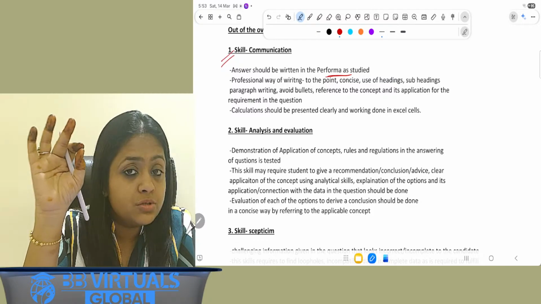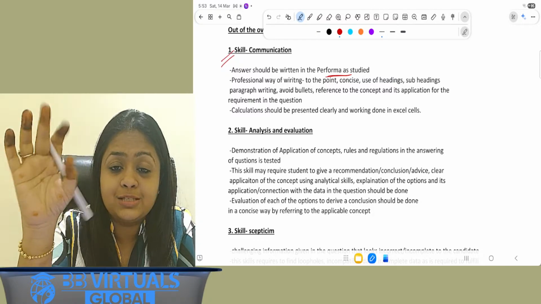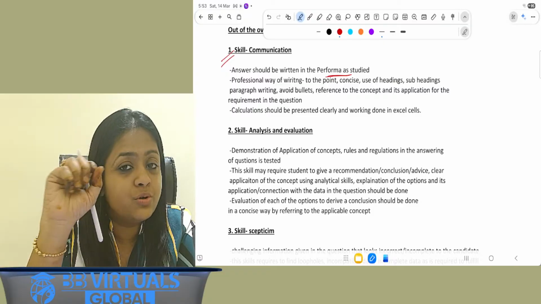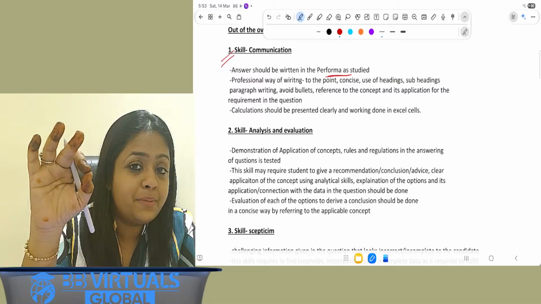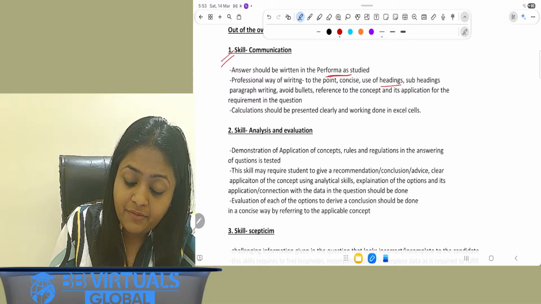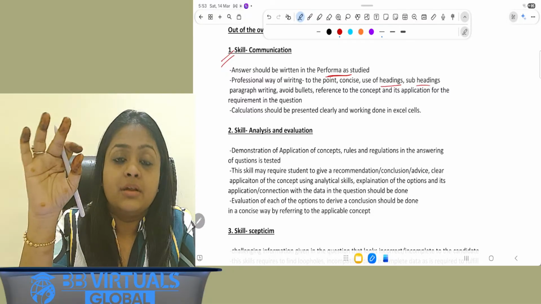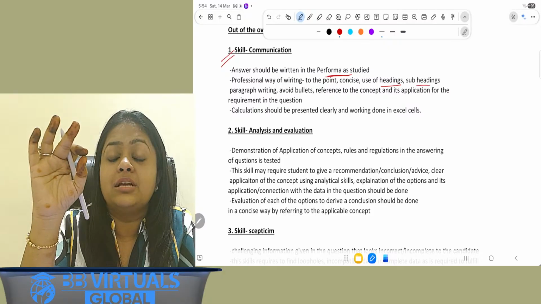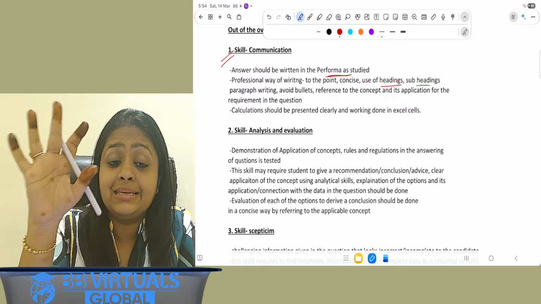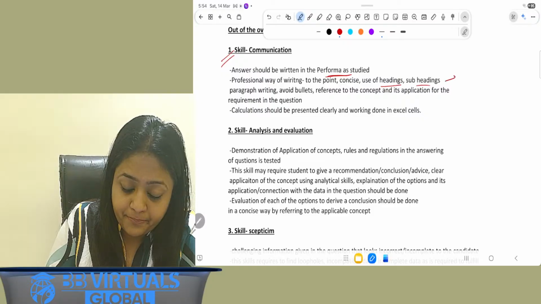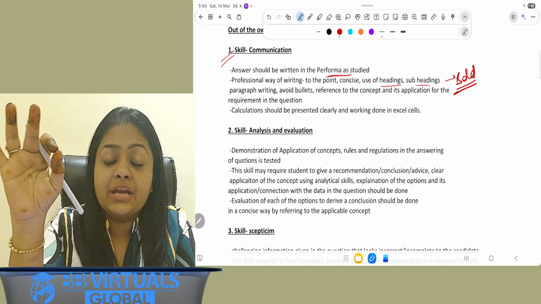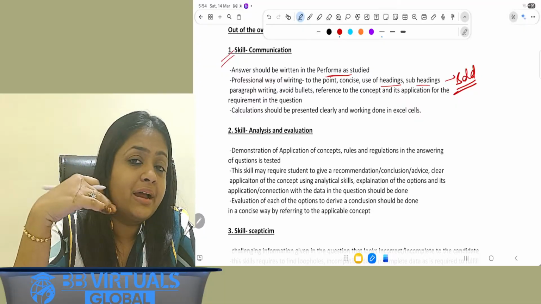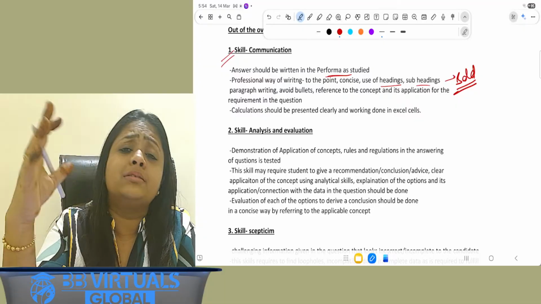So communication skills means that answers should be written in the proforma as you have studied, and always your answers are going to be to the point. They have to be concise. Please don't write stories. Nobody's going to read it. Very important for your ACCA ATX paper is that your answers should have headings and subheadings, which are a mandatory part of your answering. Ideally, I recommend please bold them. Never write your answer in bullets; write your answers in paragraphs.